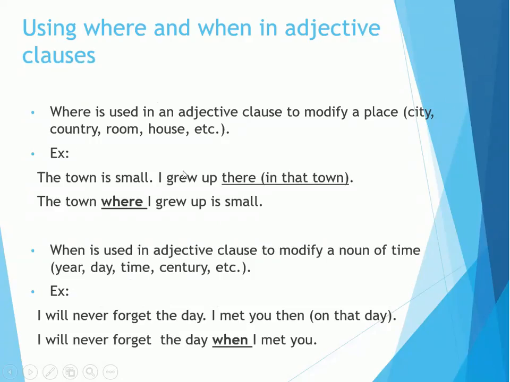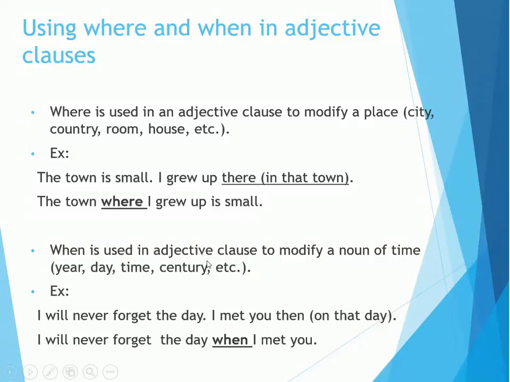Using where and when in adjective clauses. Where is used in an adjective clause to modify a place, such as a city, country, room, etc. The town is small. I grew up there. Where in that town? Let's combine that. The town where I grew up is small.